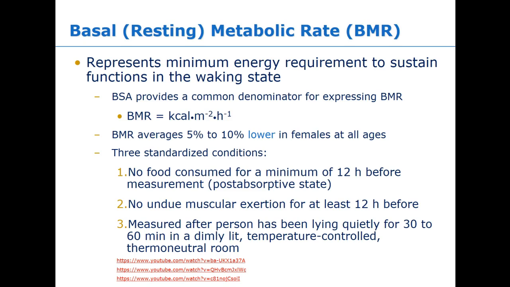When we are measuring BMR, a couple of conditions are present. First of all, no food is being consumed for a minimum of 12 hours before the measurement, and that's because of the thermogenic effect of food. We don't want them to have worked out for at least 12 hours before, so they need to have that period where they haven't raised or elevated their heart rate.